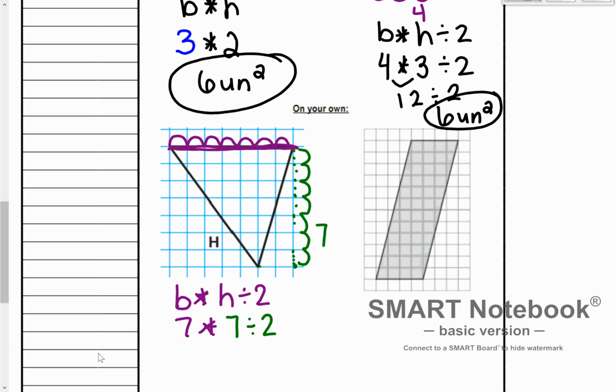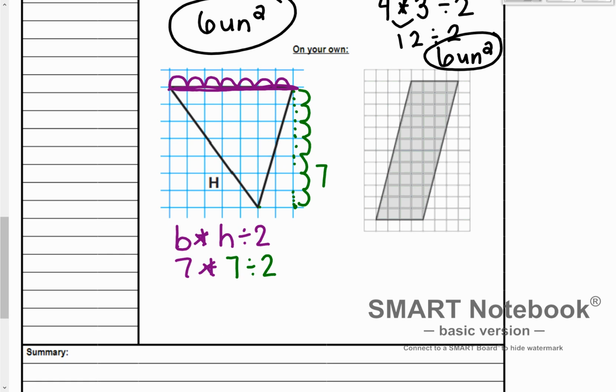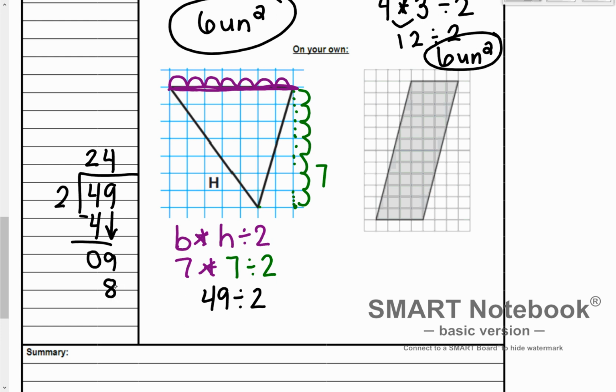So we got 7 times 7 divided by 2. That's going to give us a 49 divided by 2. Okay, let's take 49 over here. Let's put it in a division box. 2 can go into 4 2 times. 2 times 2 is 4. Subtract 0. Bring down the 9. 2 can go into 9 4 times because 4 times 2 is 8.